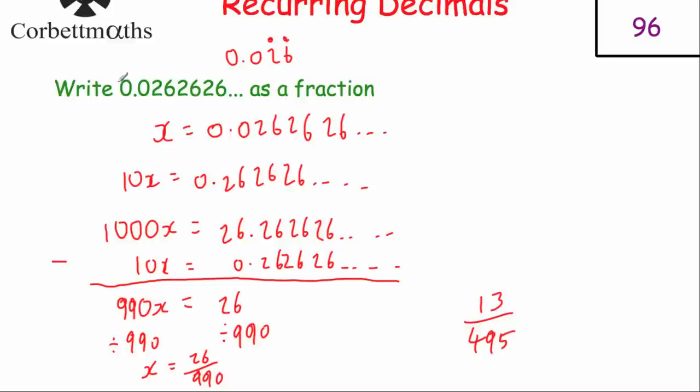And that's it. So that's how you write a recurring decimal as a fraction. You let the original recurring decimal be called x. You then try and find either 10x or 100x or 1000x or whatever, where you've just got the recurring bits after the decimal point, and then you take them away from each other, and then you just solve that equation, and that'll be how you write a recurring decimal as a fraction.